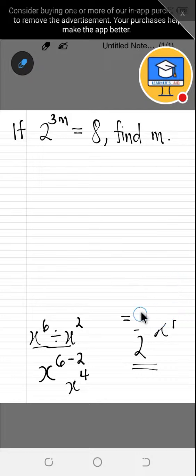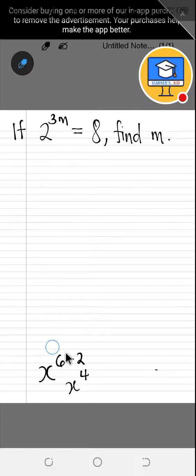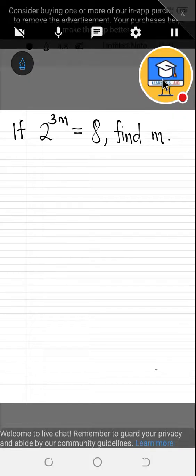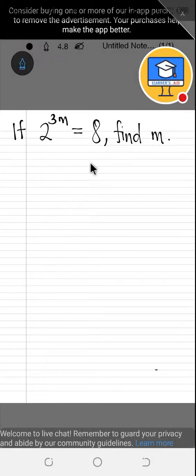Do you think the answer is 1 or 2 or 3 or 4? What do you think? 2 to the power 3m equals 8. What do you think is the answer? So what's the answer?